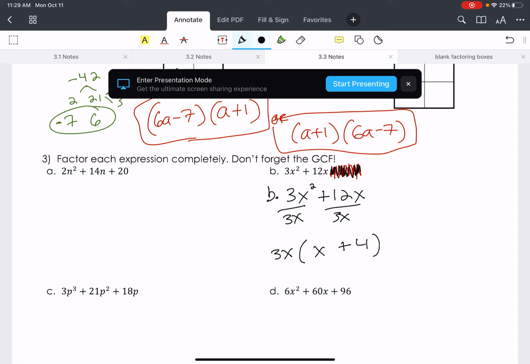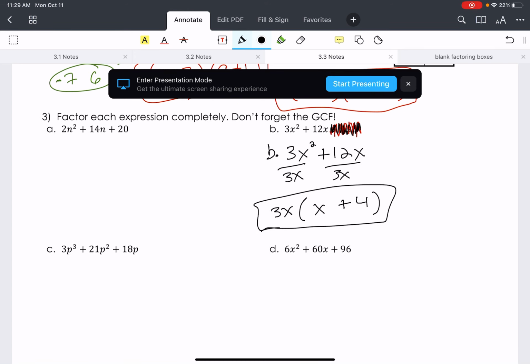Here's why I don't have to do the box. That's why it's so important to take your GCF out at the beginning. The whole purpose of factoring is to get rid of the x squared and get my parentheses, right? Well, look, I just did that. I don't even need to do the box now. Does that make sense? Okay, I want you to try one more of those and then we're done.